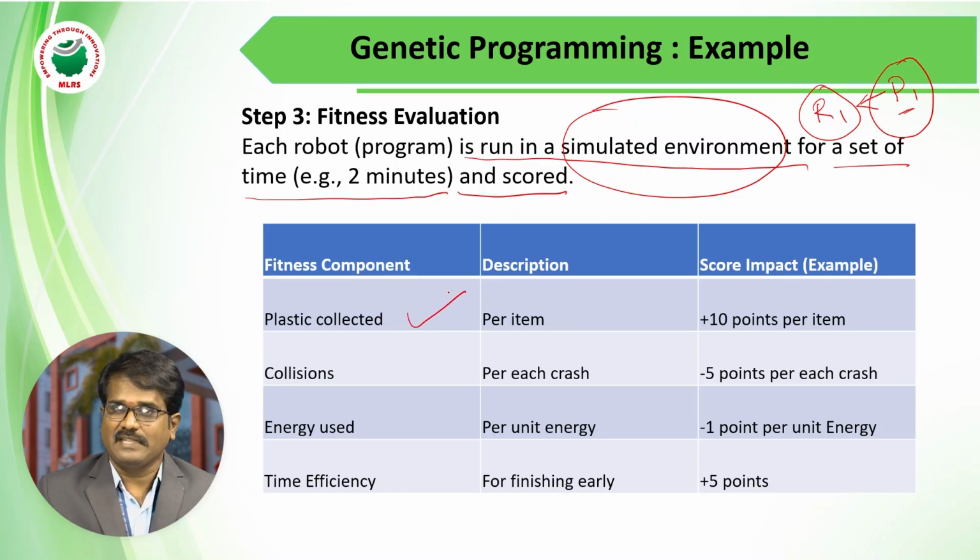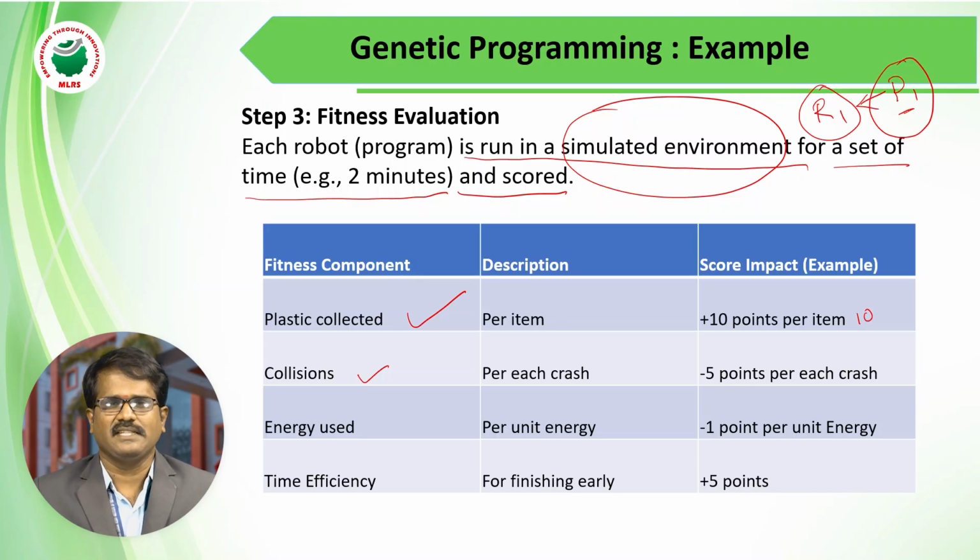Suppose a robot collects one item of plastic, then I give 10 marks. Suppose a robot makes a collision. Collision means crash; it doesn't collect the plastic. If there is an obstacle and it immediately goes to the obstacle side, then that is the collision. If a collision happens, then for each collision I give -5.